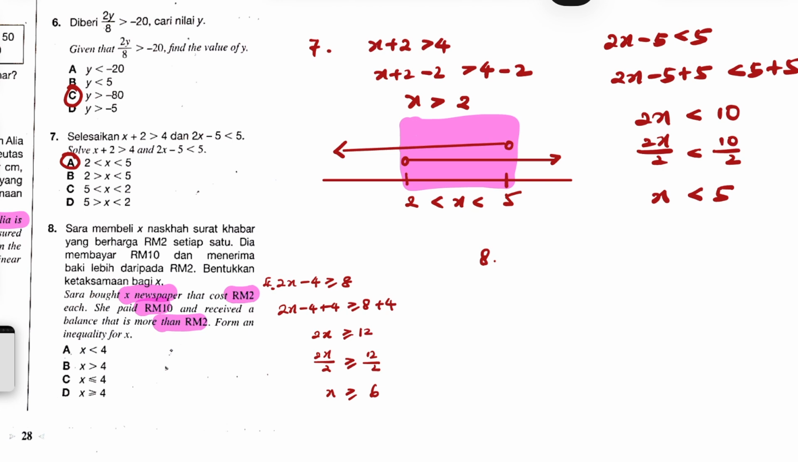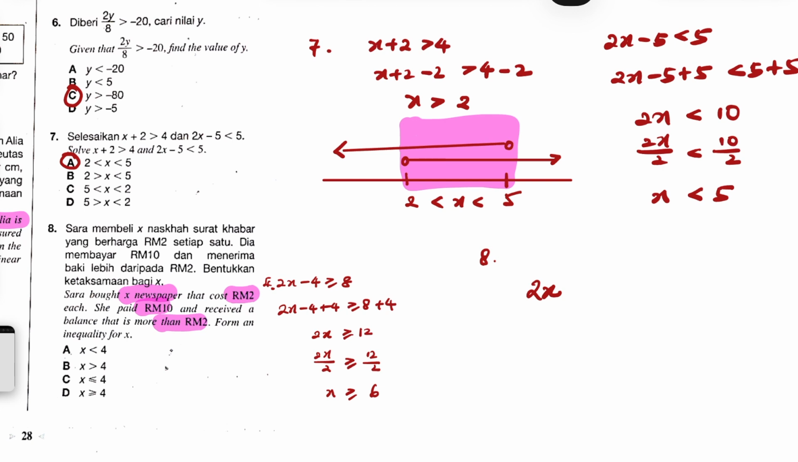That means you have RM10. So we do not know how many x, right? But 1 newspaper is 2, so that will be 2x. Because x represents the number of newspapers, but each is RM2. If I have 5 newspapers, 5 times 2, you get RM10, right? So the x we do not know. They want to make it x in an inequality. So 2 times x. This mentions that after paying, she paid RM10 and received a balance that is more than 2 ringgit.